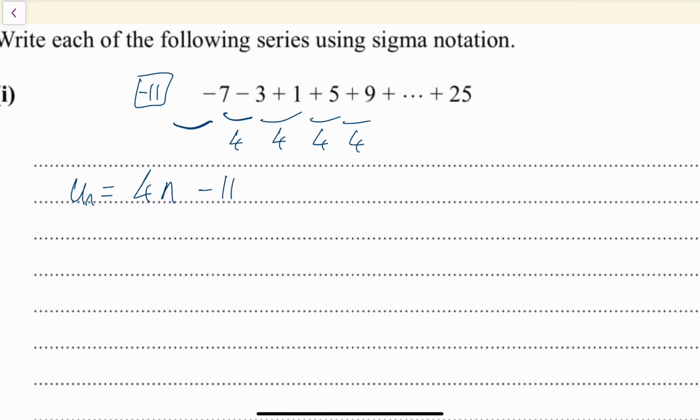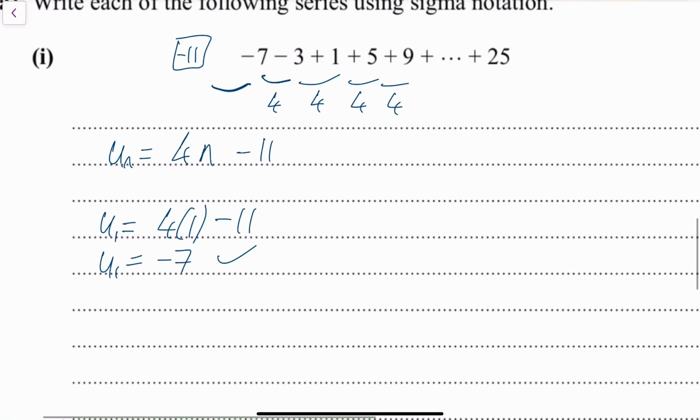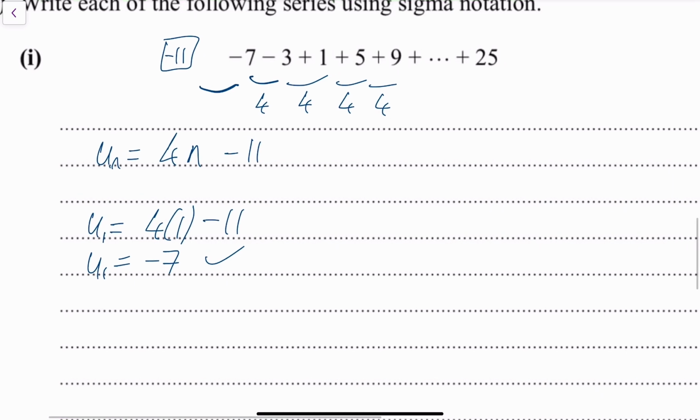I need to find out what my first term is, and how many terms there are. So first of all, let's check: u1 is equal to 4 times 1 minus 11, so u1 is equal to -7. So that works. I didn't really need to do that. I want to check what term my 25 is. So 25 is equal to 4n minus 11, and I need to find the value of n.